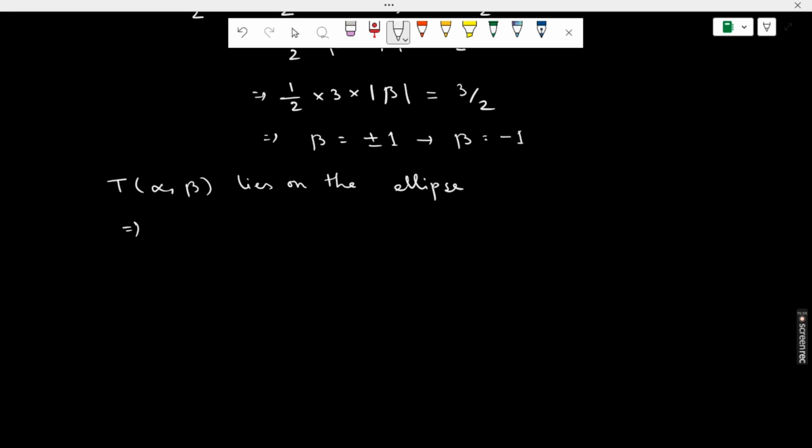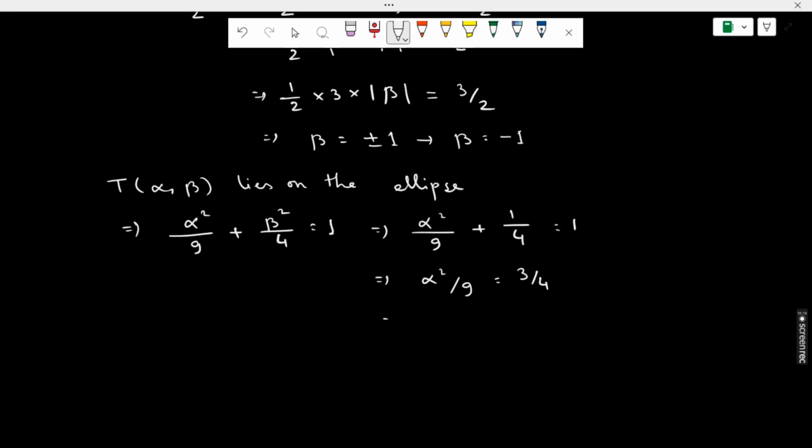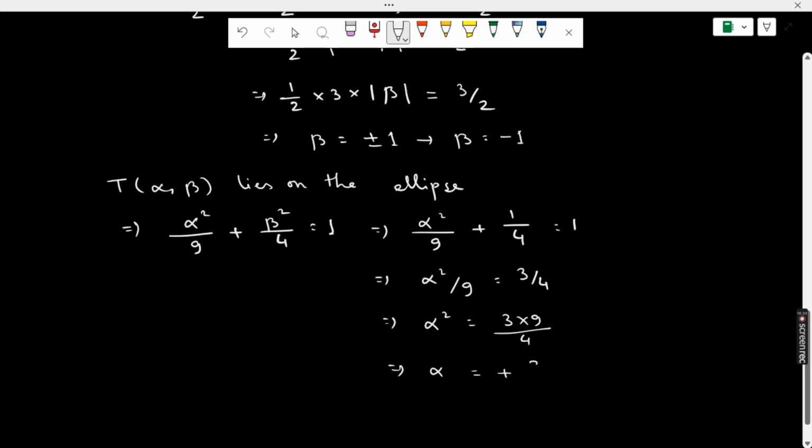This implies alpha square by 9 plus beta square by 4 is equal to 1, which implies alpha square by 9 plus 1 by 4 is equal to 1. This implies alpha square by 9 is equal to 1 minus 1 by 4, that means 3 by 4. So alpha square equals 3 into 9 by 4, which implies alpha equals, since T lies in the fourth quadrant, alpha will be positive, so positive 3 root 3 by 2.